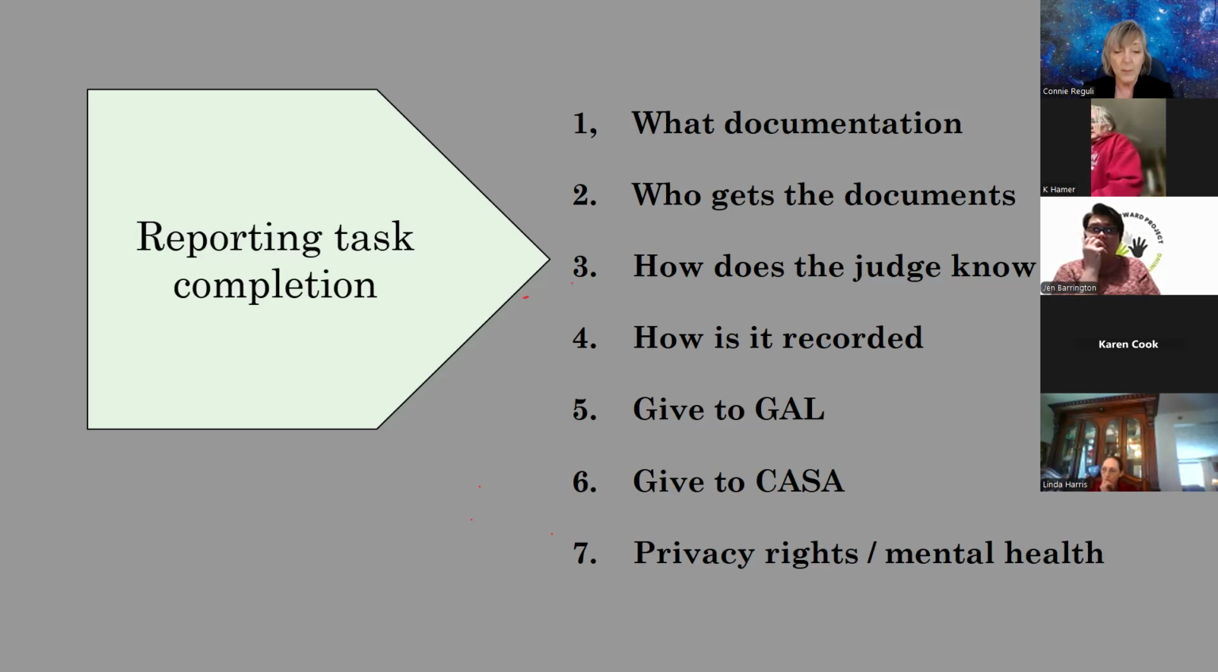If there are privacy rights surrounding mental health reports, you want to file the privacy notice with the court. And these people could be getting themselves into trouble with violations of the privacy rights. So keep track of all of those things.